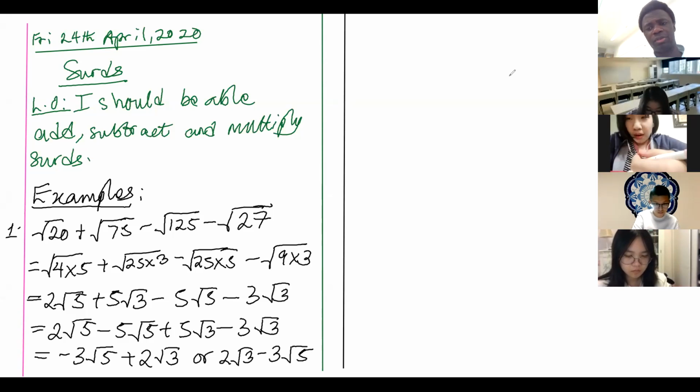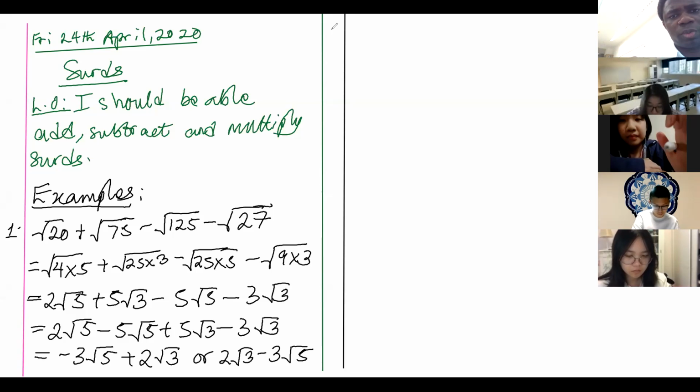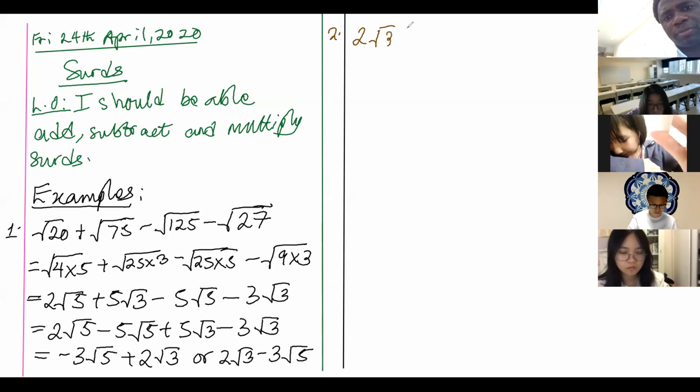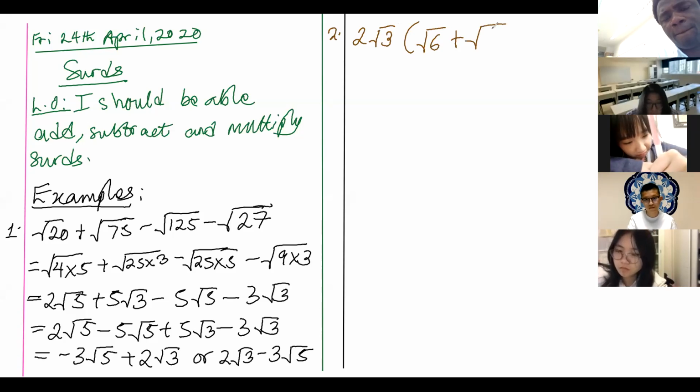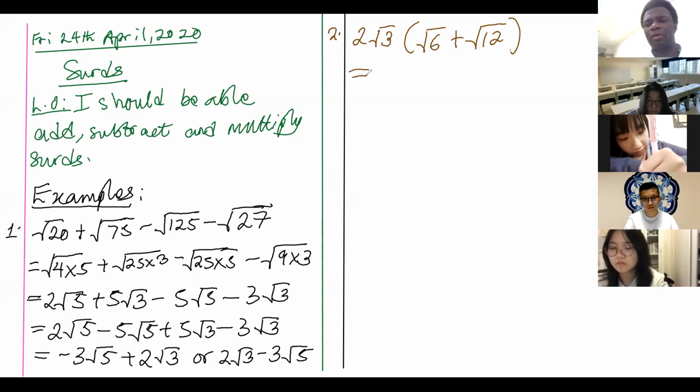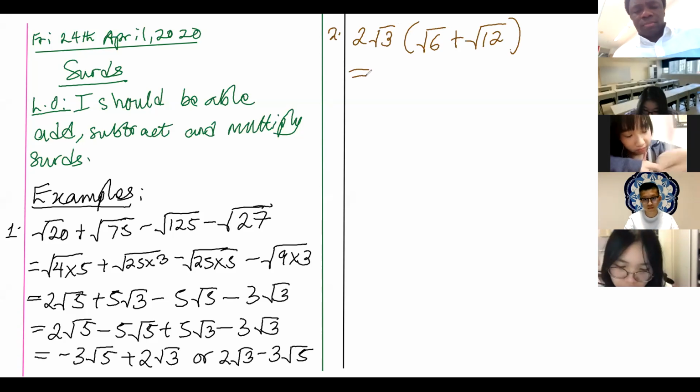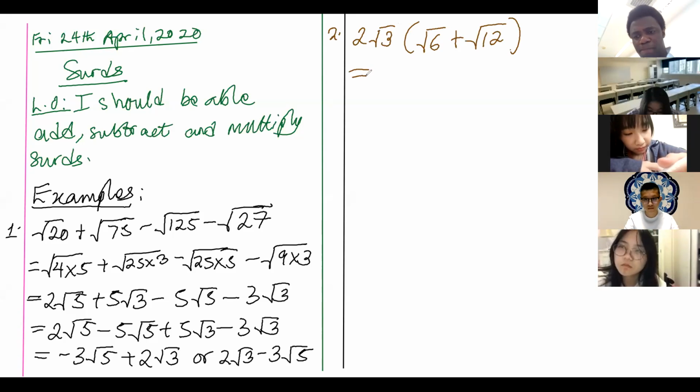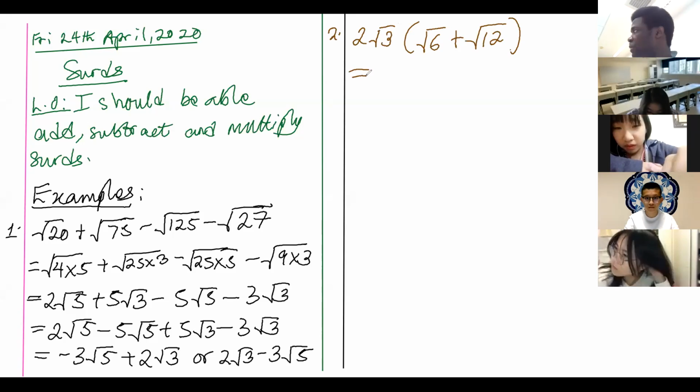For multiplication, it's just like the normal multiplication in algebra. Let's try to do this together. 2 root 3. What do we do first? Anyone? What do we do first? Talk to me, guys. We change to 12. You don't have to do that. You expand it first. You can expand it first.